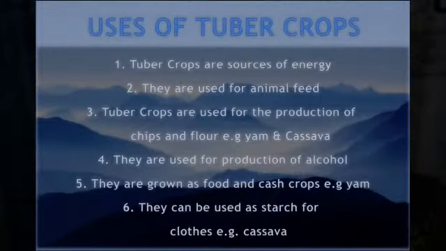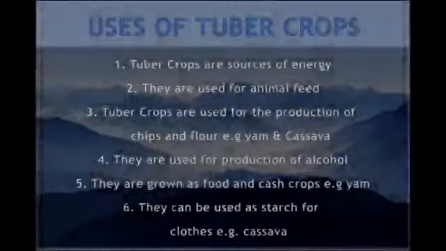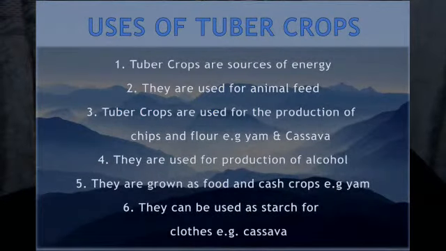Number 5, tuber crops are also grown as food or cash crop. That is, food crops for human consumption and also cash crops for sale. Number 6, tuber crops are also used for production of starch for clothes.